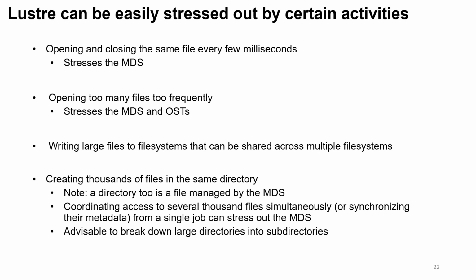We should also avoid creating thousands of files in the same directory. Coordinating access to several thousand files simultaneously or synchronizing their metadata from a single job can stress out the metadata server, and hence this should be avoided. Hence, it is recommended to break down large directories into smaller subdirectories when you're working on a Lustre file system.